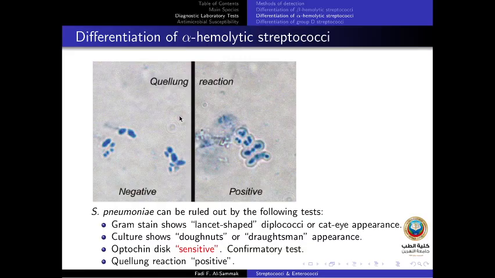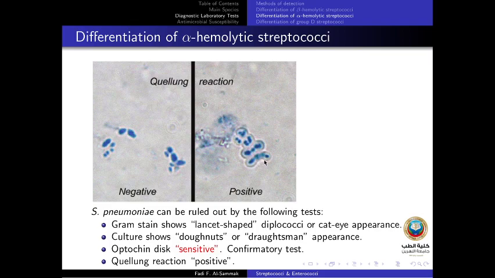Another test is called the Quellung reaction. In the Quellung reaction, we see this positive halo appearance, and this is negative. And this halo appearance is because of the presence of the polysaccharide capsule.